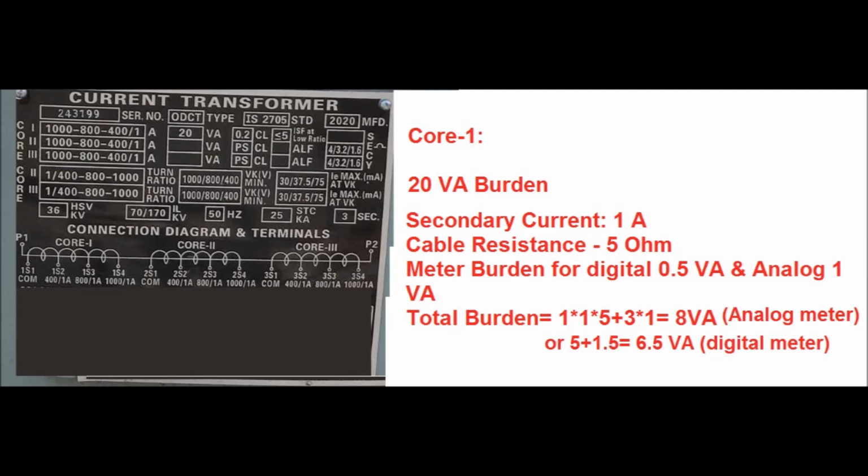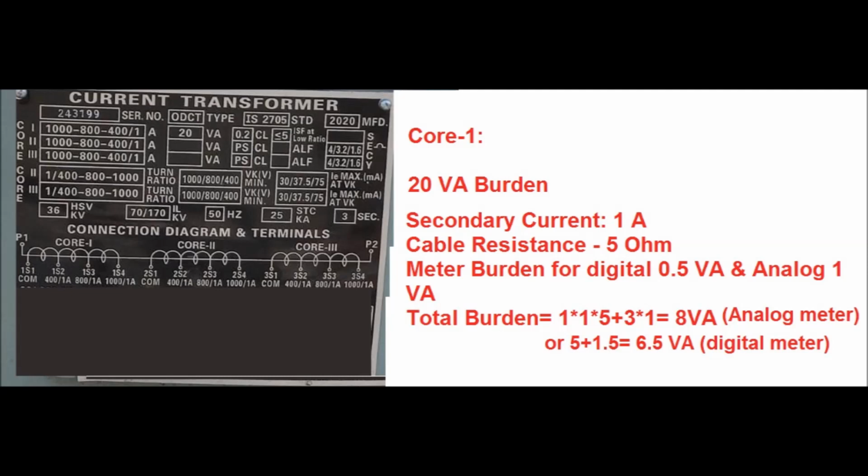The next parameter is the burden of the metering class CT. The rated burden of the metering class CT is mentioned in the nameplate, which is 20 VA. So under any condition, the burden on the CT secondary should not cross this 20 VA. Otherwise the accuracy of 0.2 will not be achieved by the CT. That is, under normal load, that is under rated current, there will be 0.2% error in the secondary current. That is called the accuracy class.